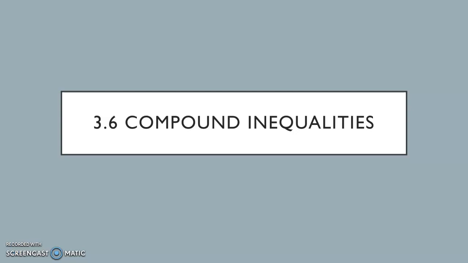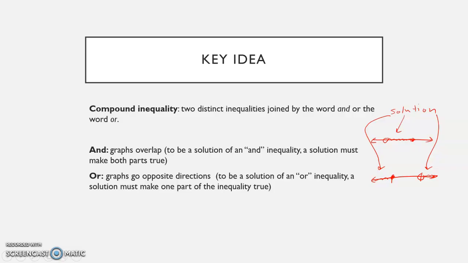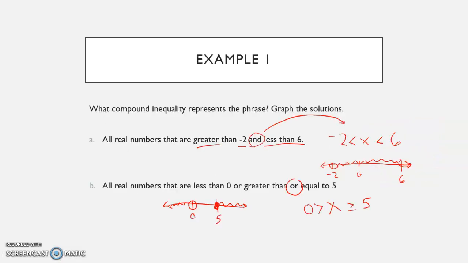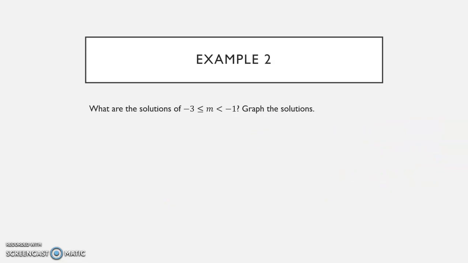All right, everybody, we're going to continue with compound inequalities here. A couple examples to look at. Just remember we've got these "and" and "or" inequalities. So what are the solutions to negative 3 less than or equal to m less than or equal to negative 1? So let's start with that.